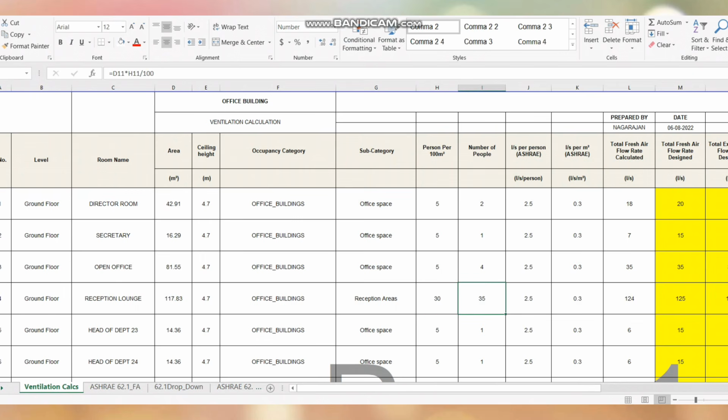And here we have the interpolation. The same formula will do the interpolation. So the answer will be 35 because we have 117.83 meter square and 0.2 and 0.3 there is no change. It automatically comes from the Excel file only. And the total flow rate based on the calculation is 124 liter per second. And as I told you, we are going to round up to the nearest, that is 125 liter per second fresh air, and the exhaust air is 90% of the fresh air.